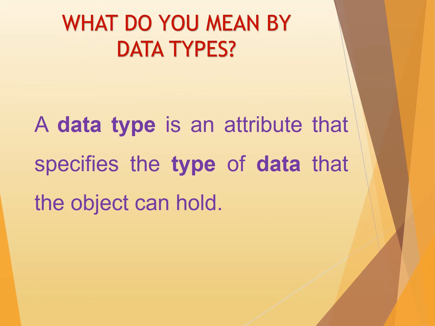Let me read the definition of data type now. A data type is an attribute that specifies the type of data that the object can hold. In every programming language, you have a set of data types. It differs from one programming language to another. Now let us see the data types of SQL.